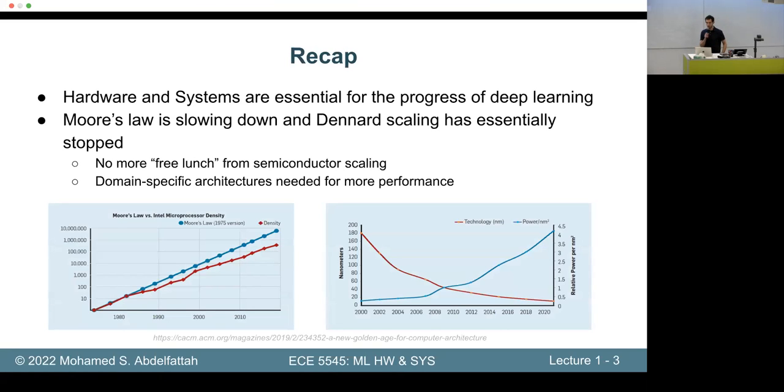So what have we been talking about so far? I mean, last lecture was mostly logistics, but we started talking about machine learning hardware and machine learning systems. And one of the things that we talked about was that we're not getting faster hardware for free anymore. We need to build our own hardware. We need to build domain-specific architectures to get improvement in hardware efficiency and hardware performance. And the main reason is because of the slowing down of Moore's law and the end of Dennard scaling.